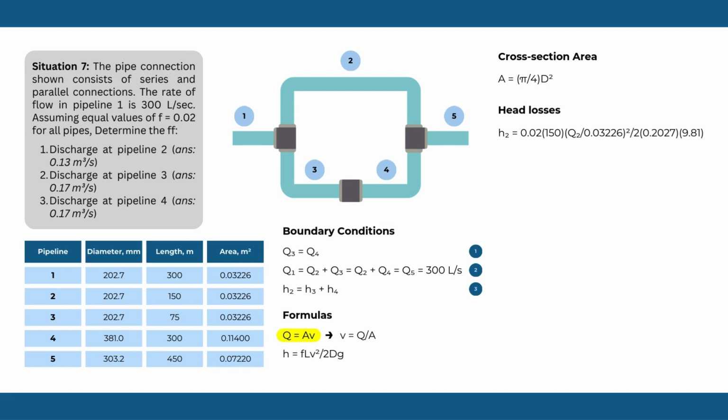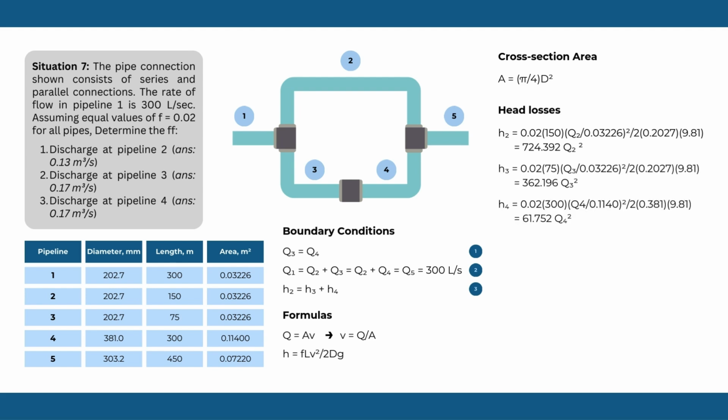And since meron tayong area value na given na rin sa table, plug na rin natin to sa equation, same with the diameter na indicated rin. Lastly, G value natin is just the standard na 9.81 meter per second squared. Simplifying the equation formed, our H2 is just equal to 724.392 Q2 squared. Tapos kung ano yung ginawa natin dito sa head loss ng pipeline 2, apply lang rin natin siya sa pipelines 3 and 4.